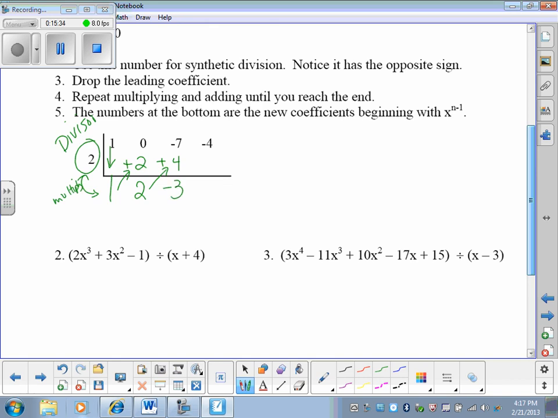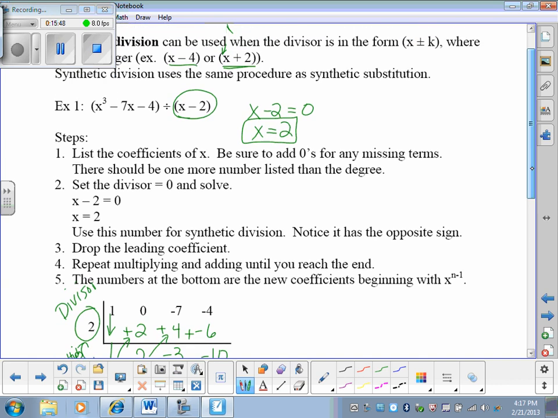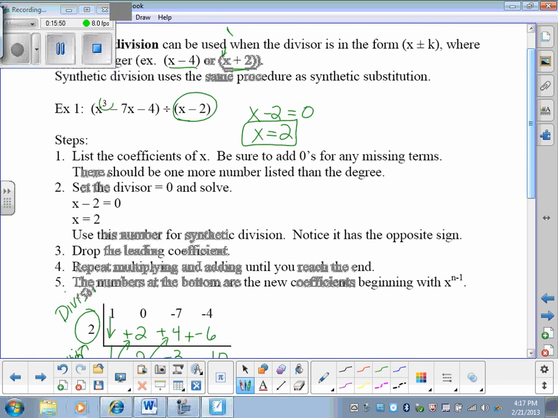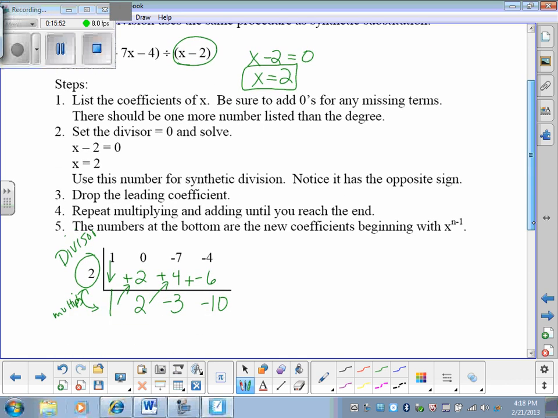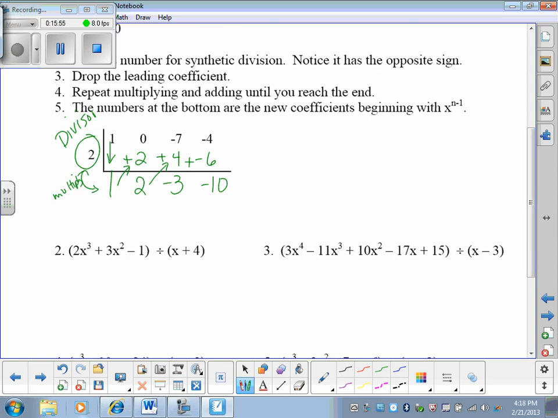2 times -3 is -6. Add these two together, and you get -10. Those bottom numbers are going to be your new coefficients. So the answer to this one, and you always start with one less on your degree. So if this one was degree 3, we're going to start with x squared. So in this case, it becomes 1x squared plus 2x minus 3, using these coefficients, minus 10 over our divisor.